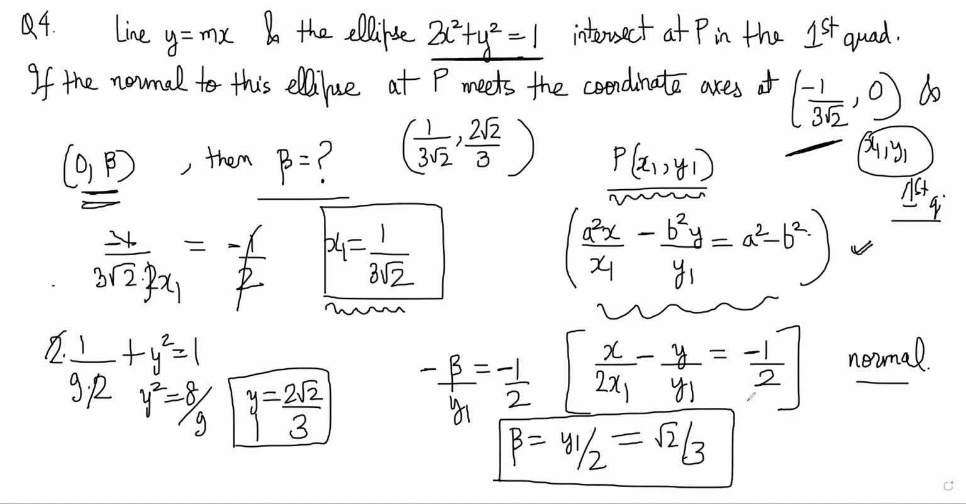So the equation of the normal passes through 2 points and also x1, y1 lies on the ellipse, right? These three things, if you use, you will get it. From the equation of normal and passing through this point, we get x1. And once we get x1, we can get y1. Once we have both, beta comes in terms of y1, right?